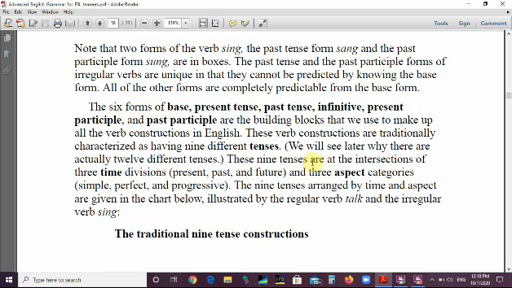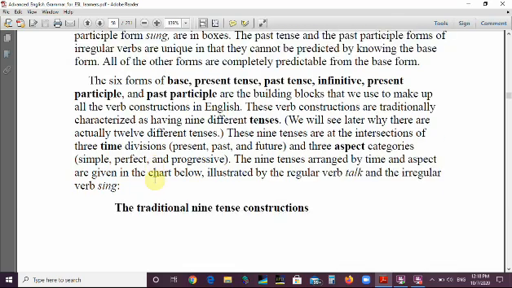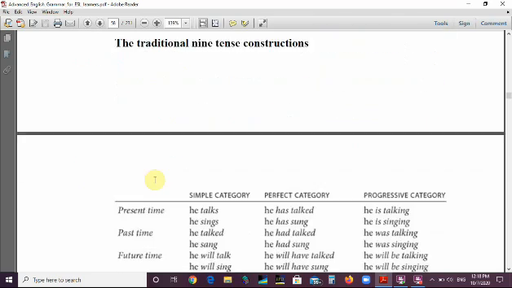Okay, these 9 tenses are the intersections of 3 time divisions. In English, as you know, we have 3 time divisions: present, past, and future, and 3 aspect categories: simple tenses, perfect tenses, and progressive tenses. 3 by 3 equals 9. This is why we have 9 tenses. The 9 tenses arranged by time and aspect are given in the chart below. Let's go to the chart.